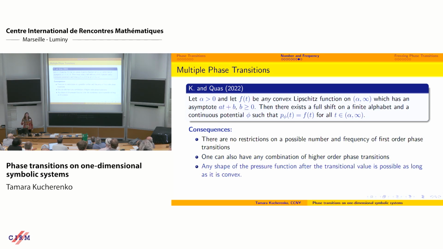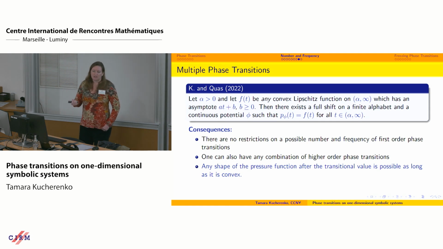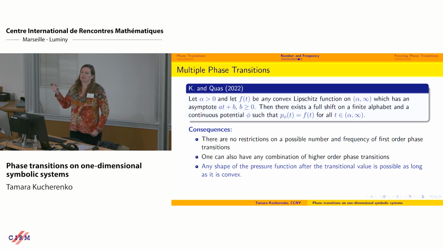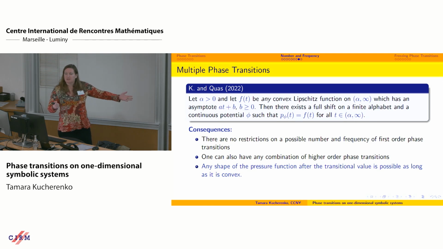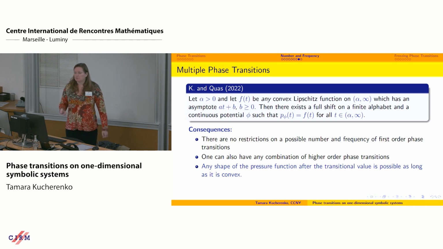We also know that we can do any shape of the pressure function after the phase transition, as long as it is convex. So here are the answers for the first three questions that I posed. There is a huge dichotomy in the one-dimensional case. For Hölder potentials, you have no phase transitions at all. Everything is analytic and nice. And for continuous potentials, you have all these pathological situations. Kind of anything is possible.